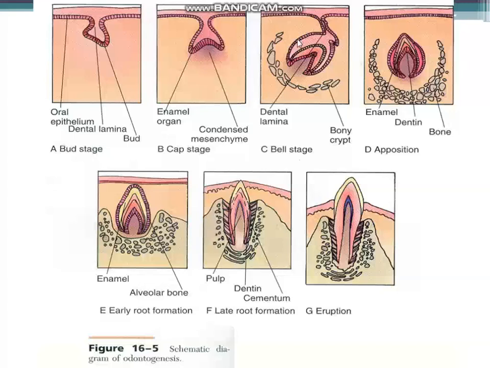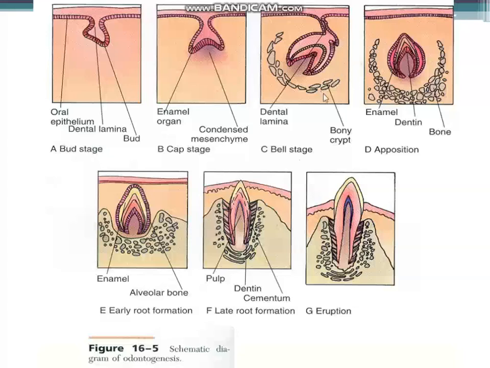Here I want to tell you something that is very important. It is the process of morphodifferentiation. So the bell stage is about the morphodifferentiation and histodifferentiation of the tissues of the tooth. And here we have to know that this is responsible for the establishment of the template of the presumptive tooth. That is, the enamel organ assumes the shape of an incisor or canine or molar. This event is controlled by the primary enamel knot.